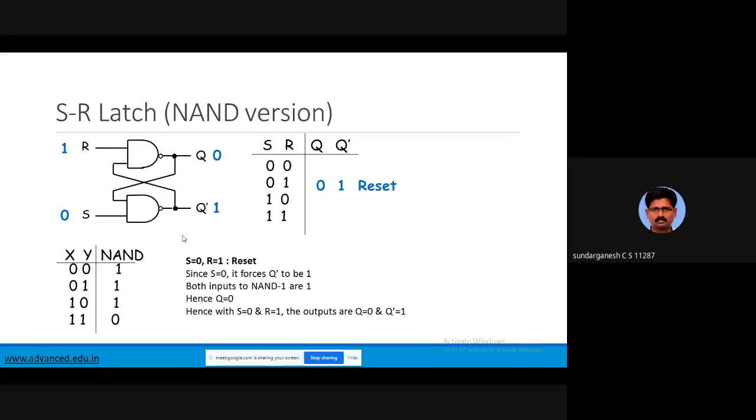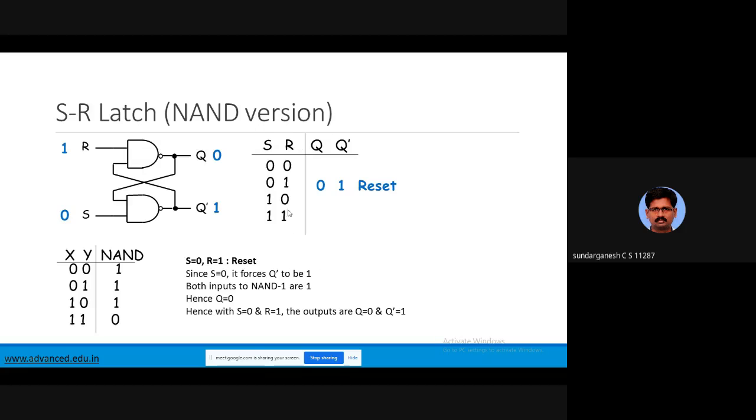So for any flip-flop or latch, you have a truth table. From this, we have already seen this. If it is 1, 0 then here it is 0, 1. So 1, 0 means here the output is 0. So this is the truth table for a NAND gate. 0, 0 gives 1; 0, 1 gives 1; 1, 0 gives 1; 1, 1 gives 0.